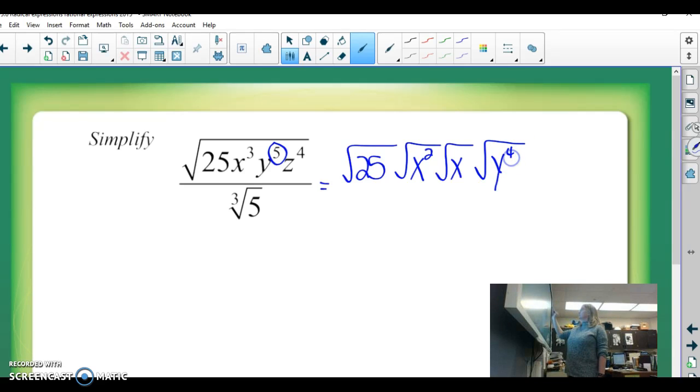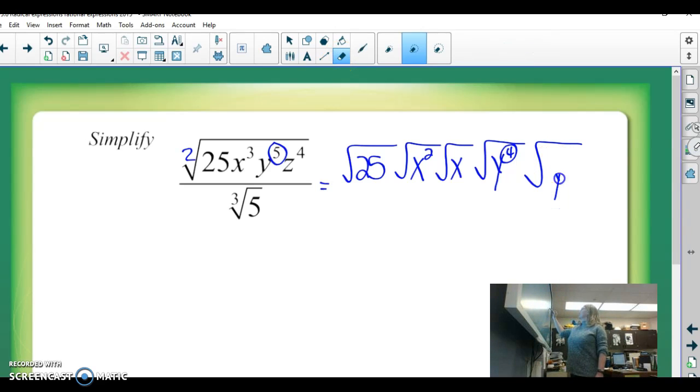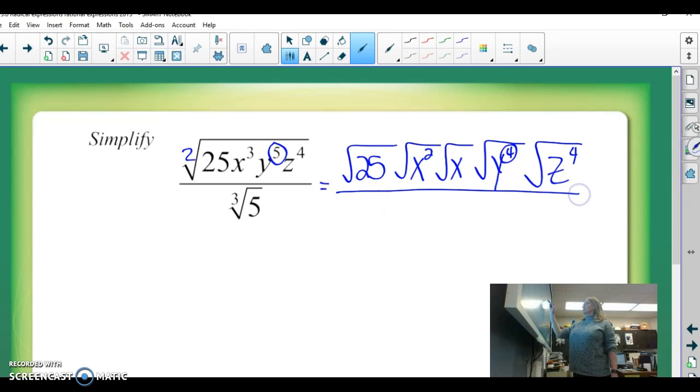Basically what you're looking for is whatever the index is, this exponent has to be perfectly divisible by that index, and the index here is 2. Recall that if there's nothing written there, it's a 2. And then we have z to the 4th, which is a perfect fourth root. In the bottom, I need to rationalize that.